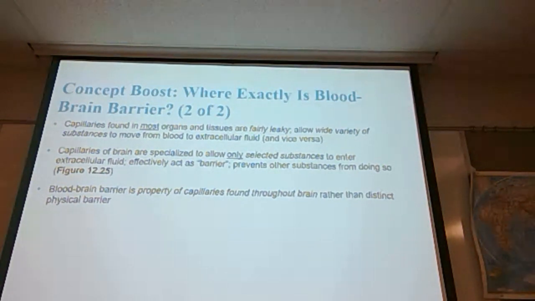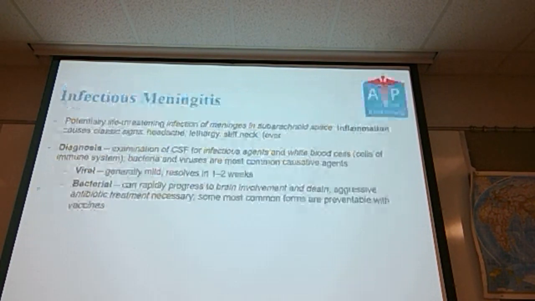So everybody take out your paper and your pencil and write down: the blood-brain barrier is a property of the capillaries found throughout the brain, not a distinct physical barrier. It's not a membrane, it's a characteristic of the particular capillaries.